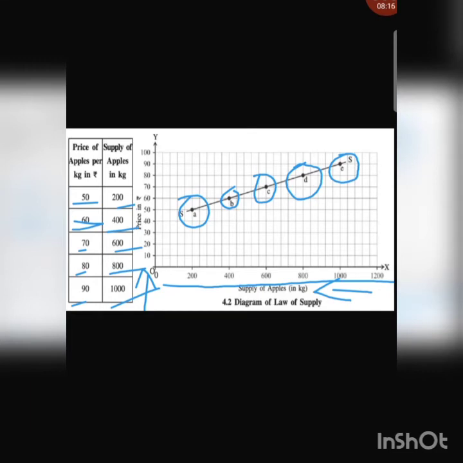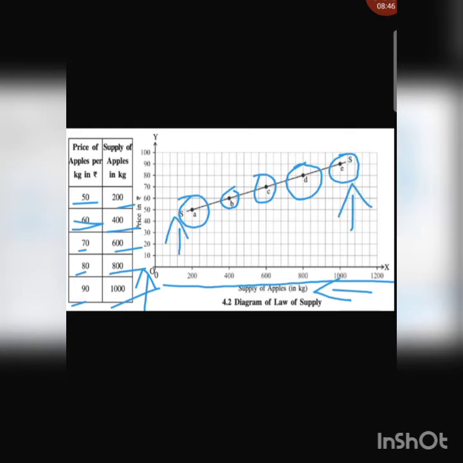You need to mark these points with alphabets, firstly A, B, C, D, E, as you can see. Firstly, when the price is 50, the supply is 200 kg. Then the price rose to 60, so the supply expands to 400 kg. Then as the price rises to 70, the supply expands more, to 600.